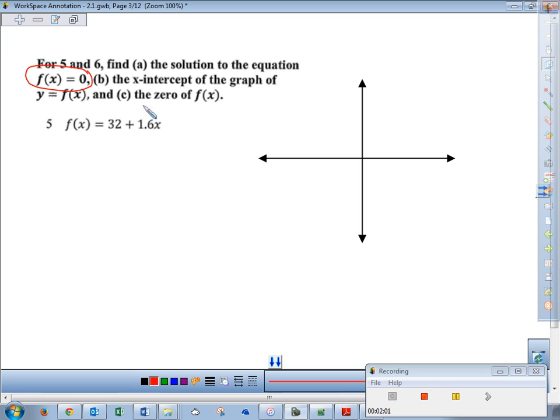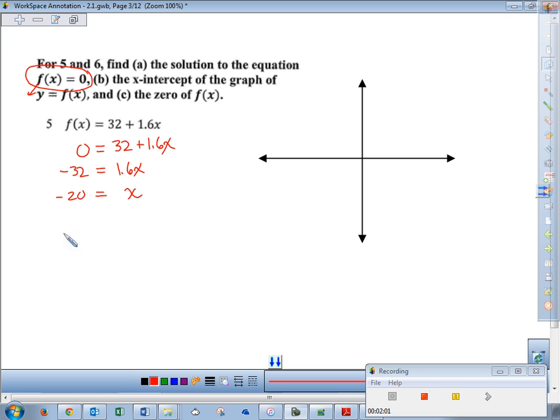So the solutions, all you have to do is let f of x equal 0. Isn't this f of x right here? Let him equal 0. All you do is substitute 0 in for y, or substitute it in for f of x, whatever it's written as. Now solve for x. Negative 32 equals 1.6x. Then you can divide that out for me. And you should get negative 20.